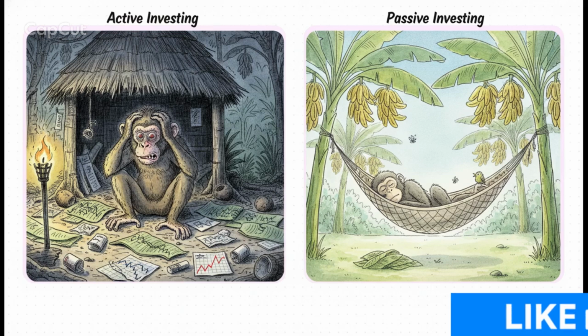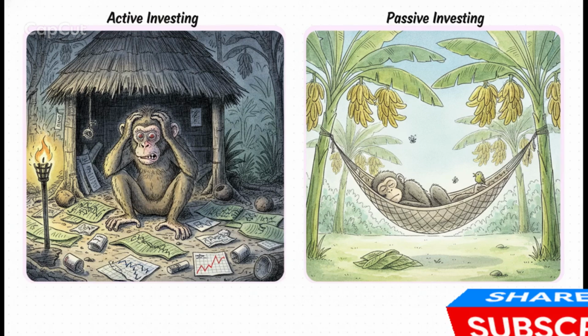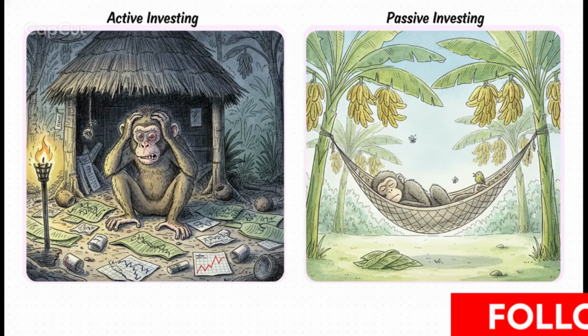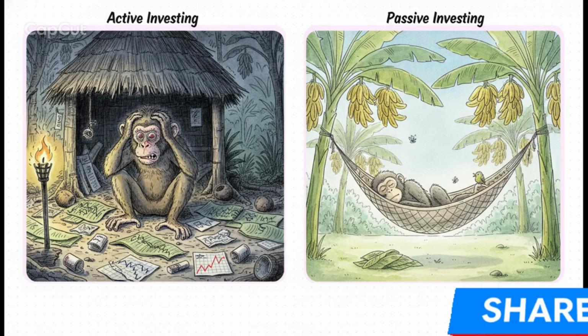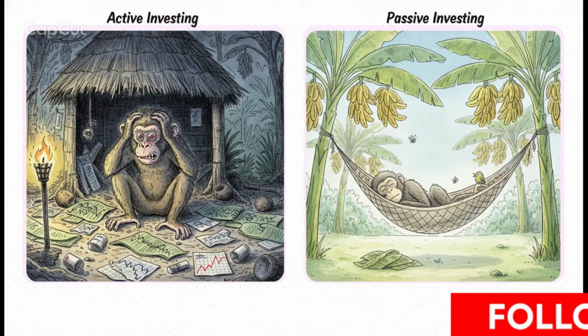Or you can be a passive investor. This is where you just practice dollar-cost averaging. You invest 10 leaves every single week into an index fund. You ignore the daily noise, you completely forget about it, and you wake up 40 years later incredibly rich.